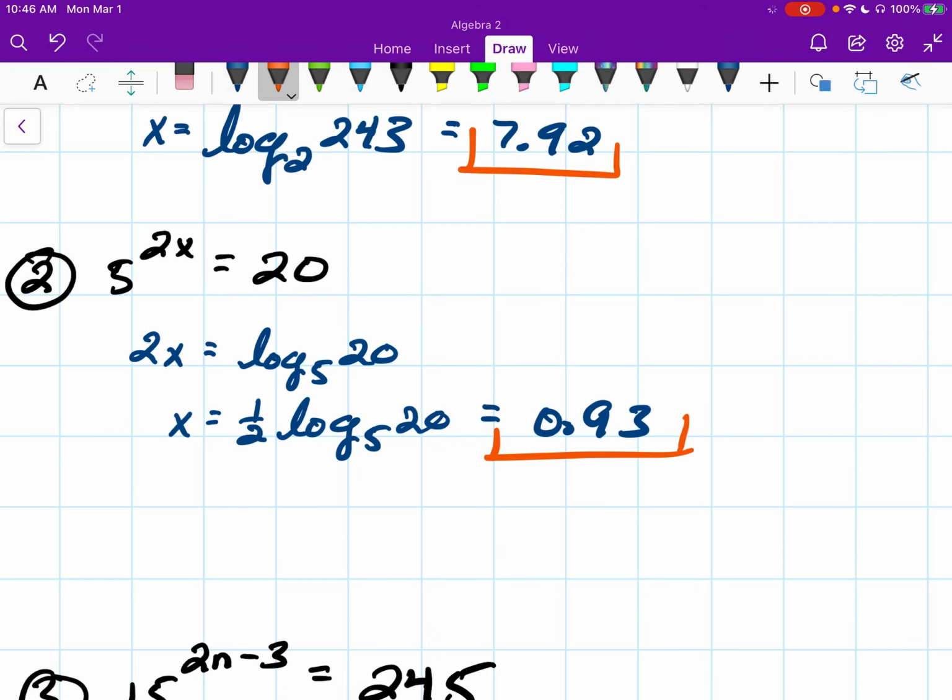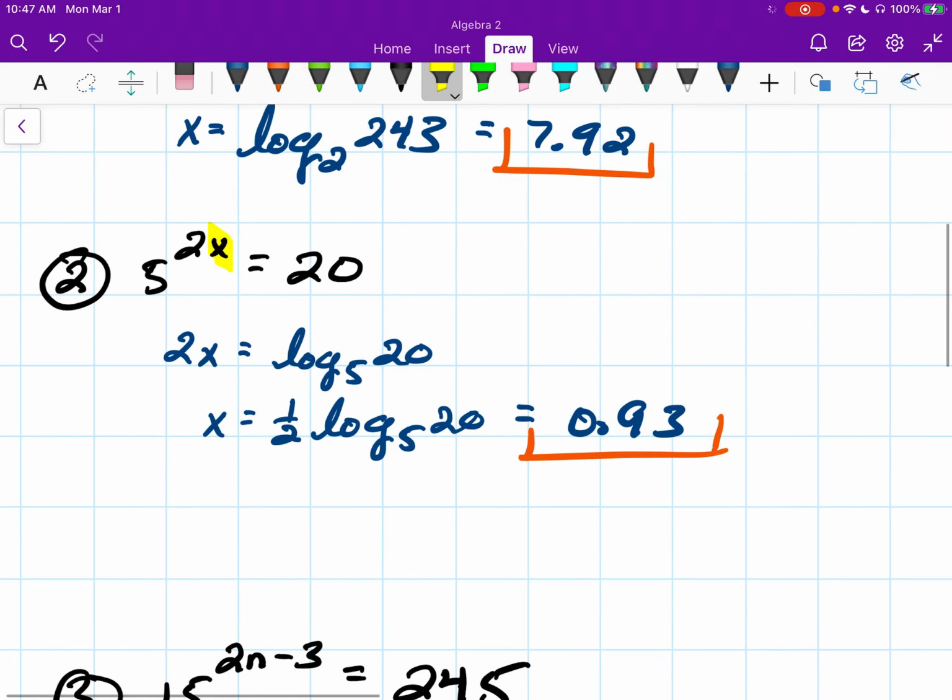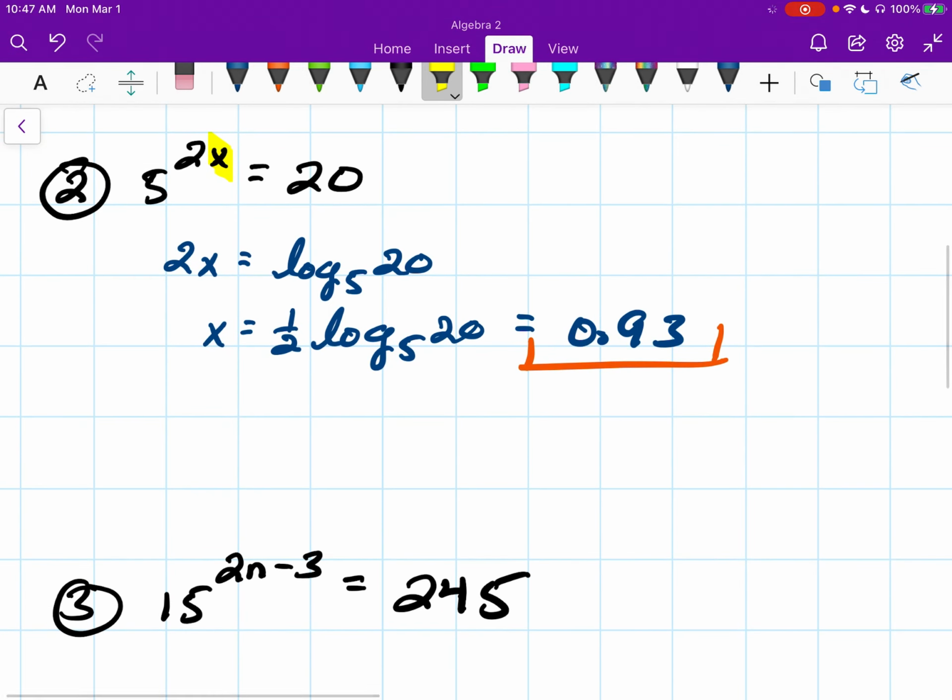And if we were to try to type that back in, we could plug it into this thing here, and I'm going to do that just to make sure I'm doing it right. 5 to the power of that 0.93, and I press enter, and I got 20 out of it. So you're always welcome to double check your answers. I'm sorry that you're not able to see my calculator, but I'll go over some of this in class, how to type it in.